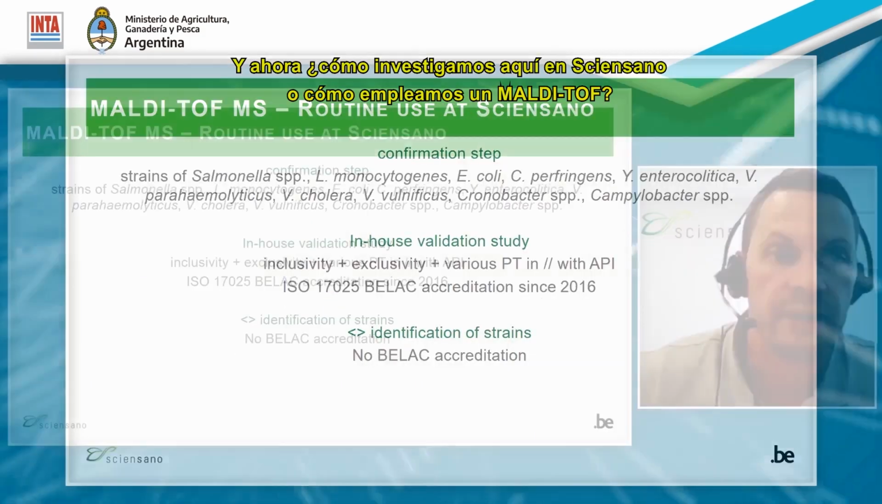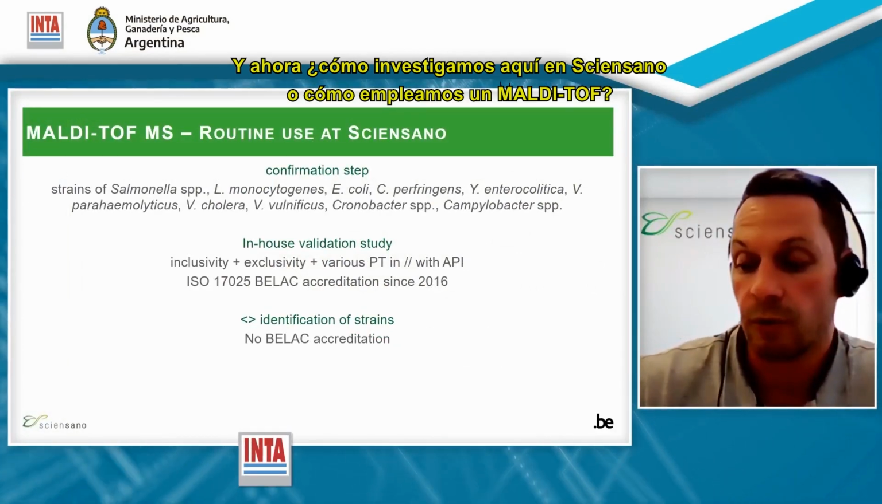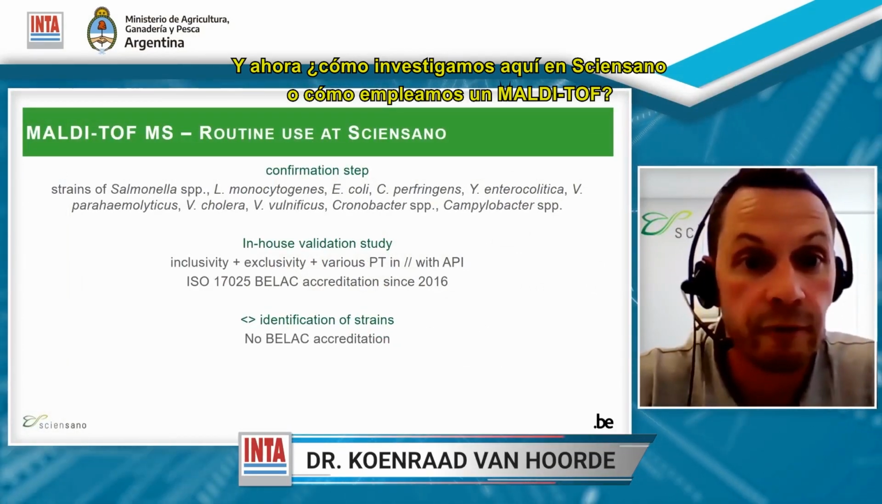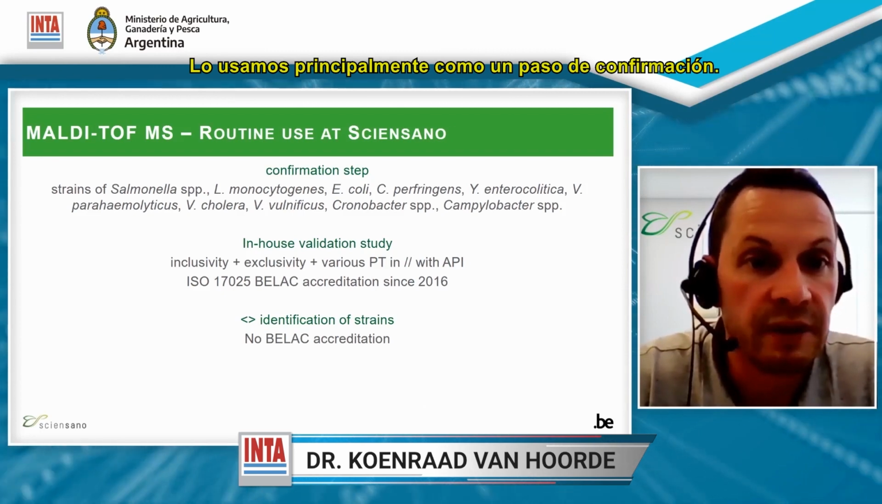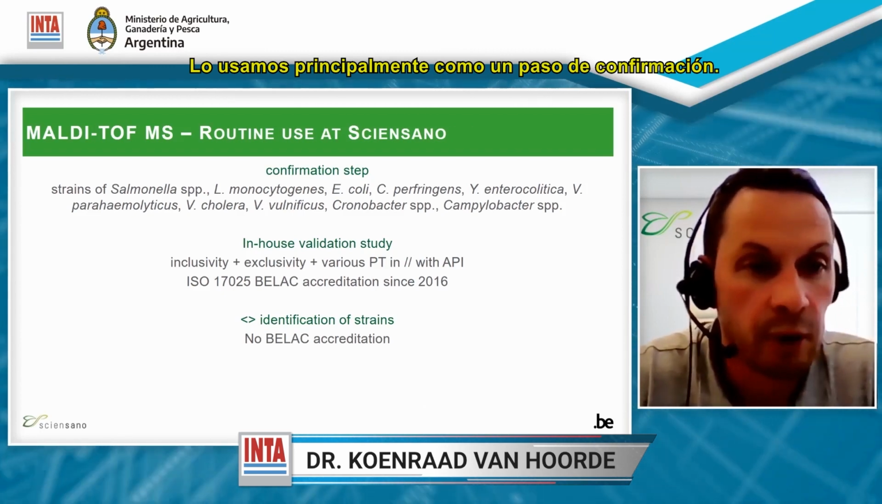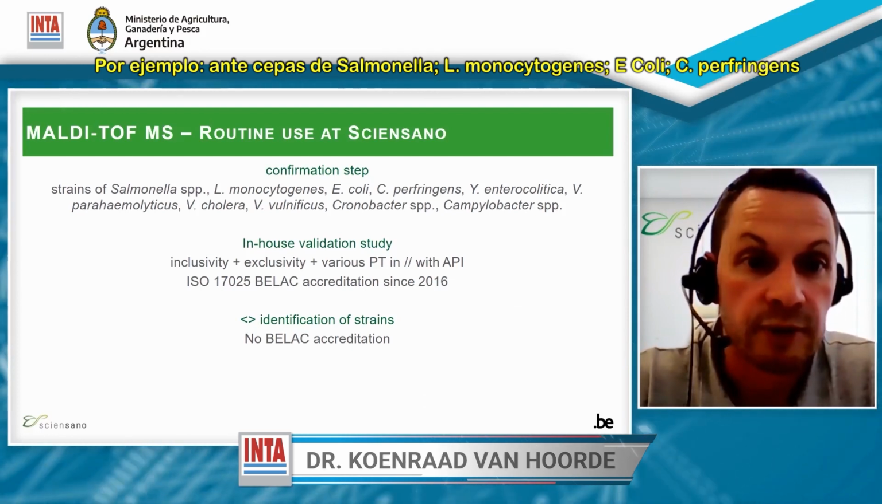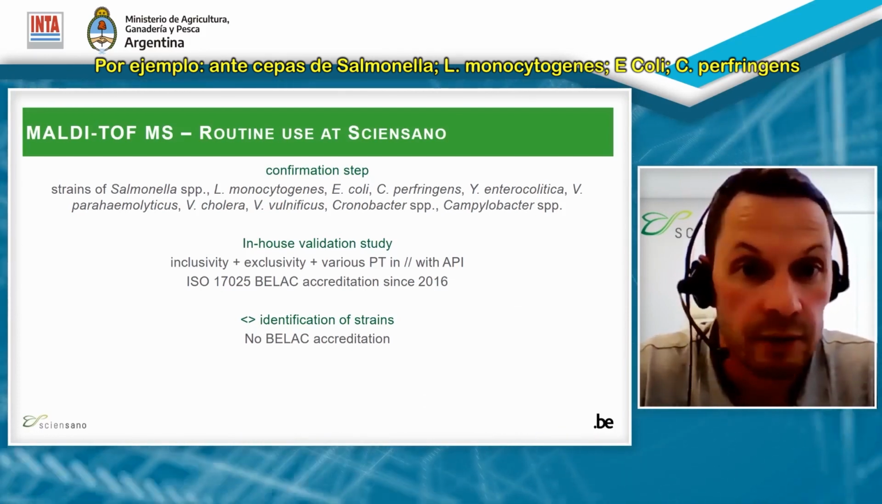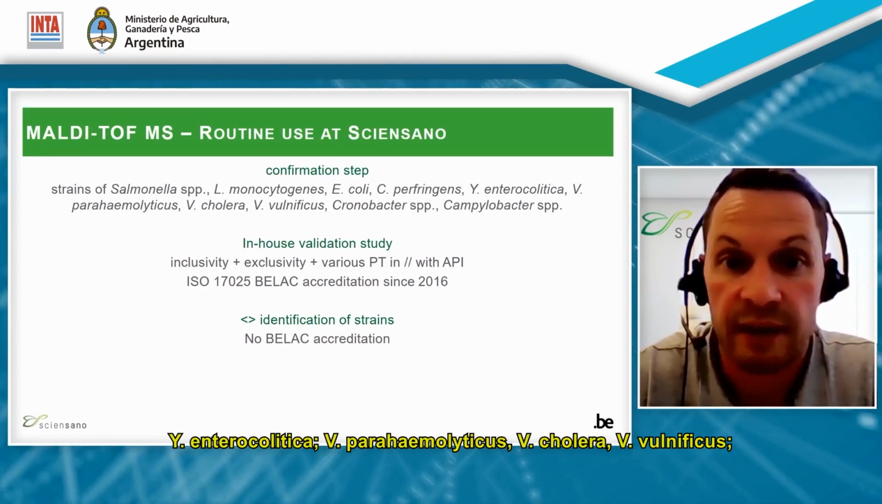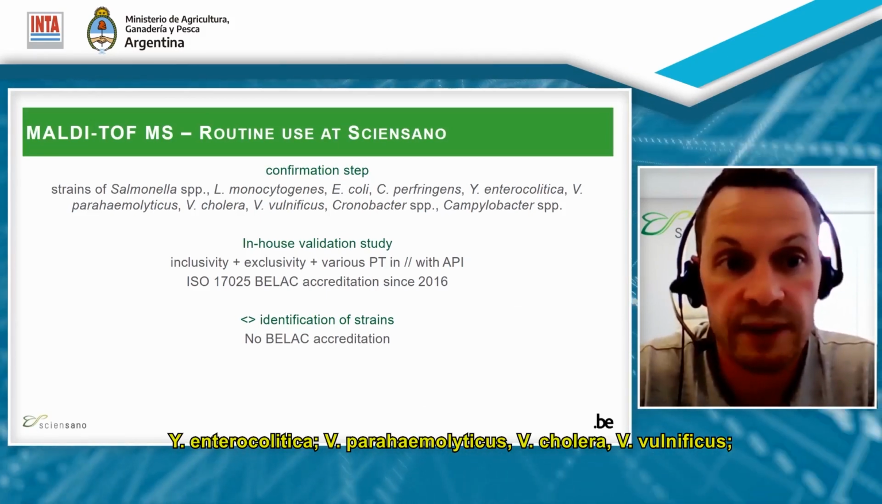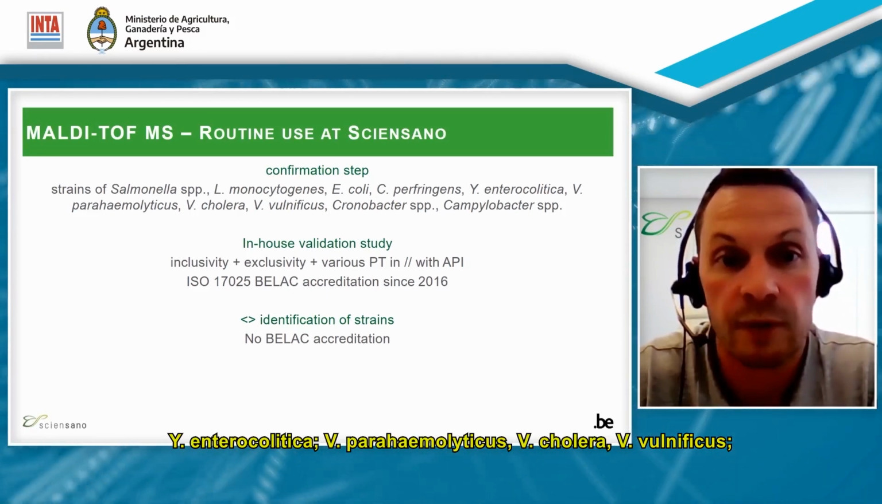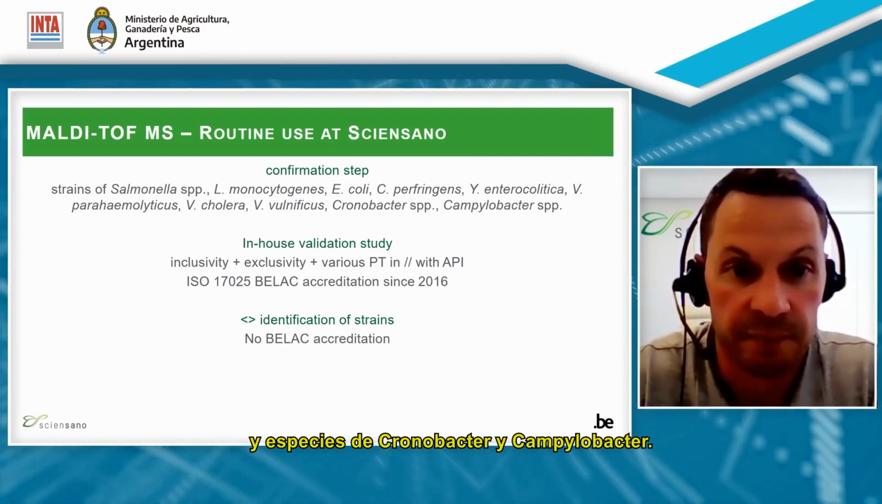Now, how do we do it here at Ciensano, or how are we using MALDI-TOF? So we mainly use MALDI-TOF as a confirmation step. For example, for strains of Salmonella, Listeria monocytogenes, E. coli, Clostridium perfringens, Yersinia enterocolitica, Vibrio parahaemolyticus, cholerae and vulnificus, Cronobacter and Campylobacter species.